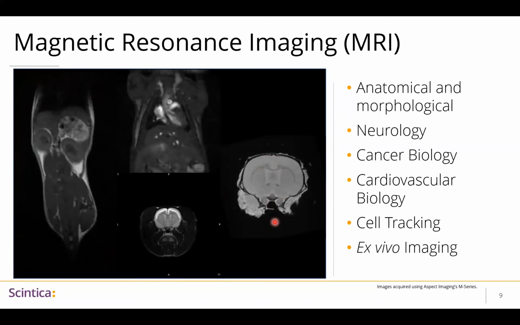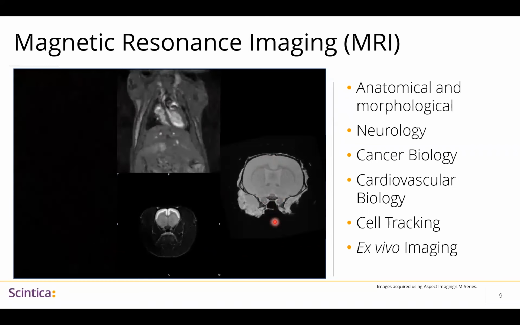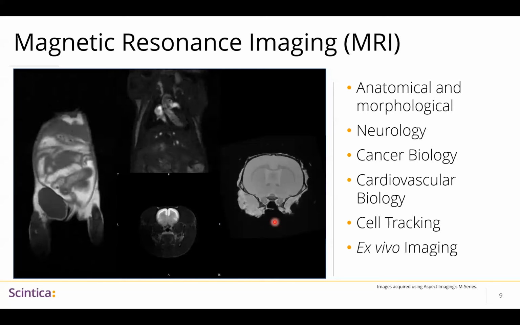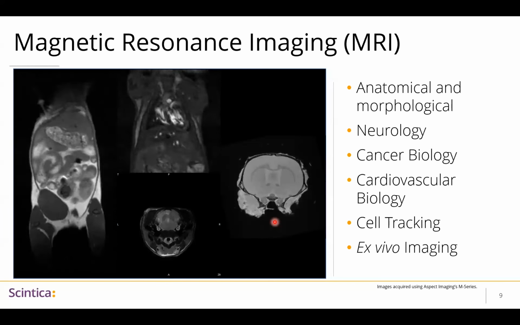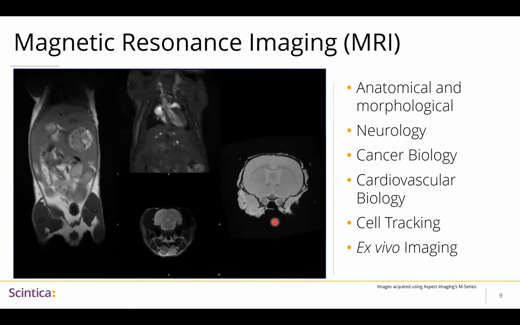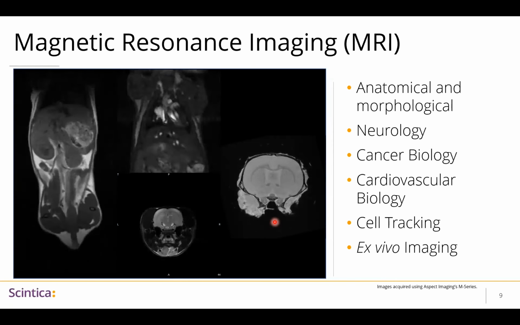So here the animal has been sacrificed, we've taken out the tissue, fixed it, and we can invest a lot more time in imaging and therefore get higher resolution images and perhaps use those images to guide the histological sectioning of that sample.